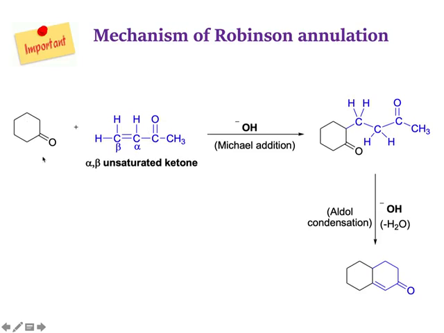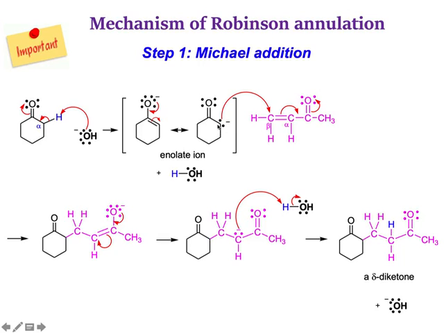Okay, so how to select? Because this is the alpha hydrogen with the alkyl group, but in this one the alpha carbon is less hindered compared to this one, so that's why the less hindered one becomes the enolate anion. Okay, after the enolate anion, it attacks this beta carbon to form the product here.